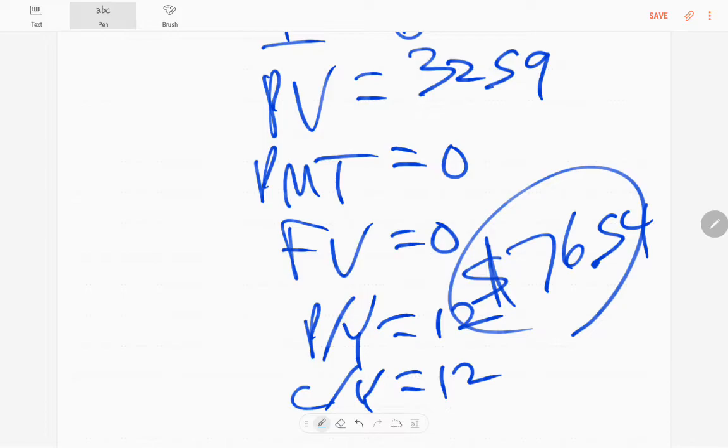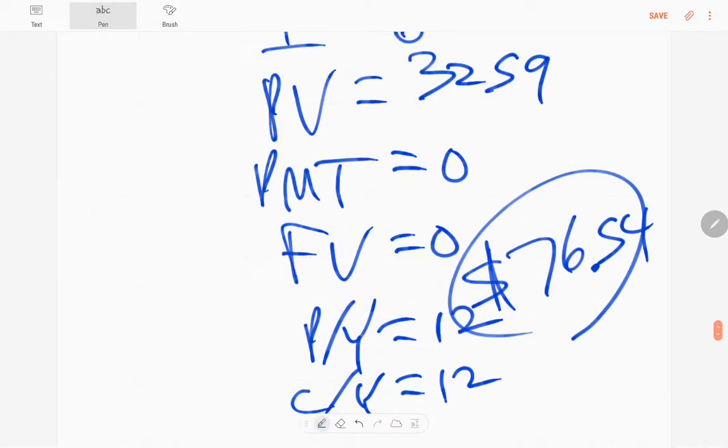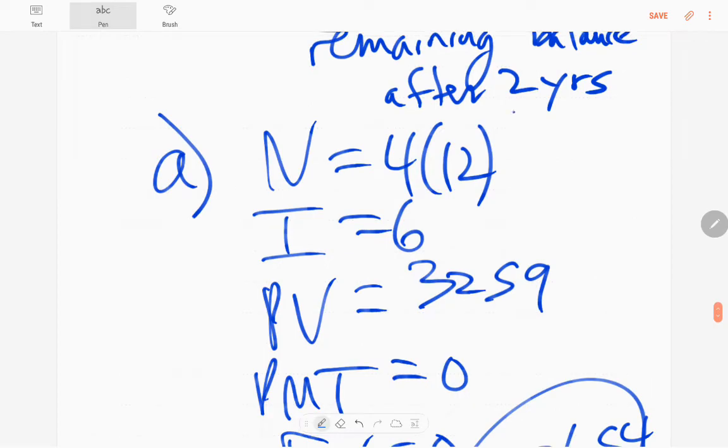Part B, what is the remaining balance after 2 years? Okay, so what do we do? Well, I'll show you. Go ahead and leave everything in the calculator exactly the same. The only thing you're going to do is go back and change the N from 48 to 2 years. Because remember, the entire length of the loan is 4 years. So just change that to 2 times 12.